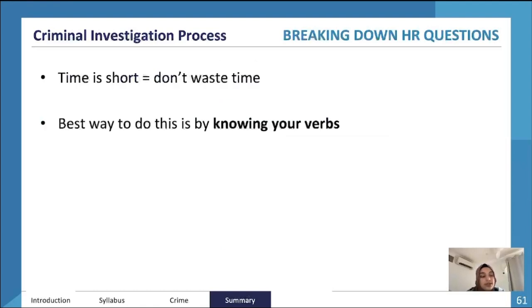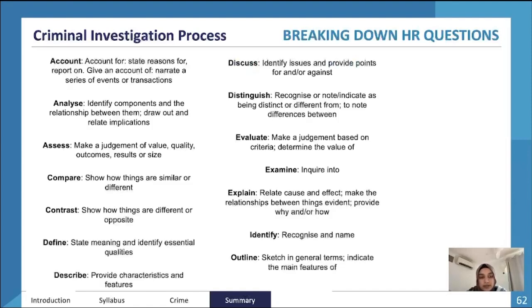A few other tips. Remember that time is short. Don't waste your time. The best way to do this is by knowing your verbs, right? So again, I would recommend going onto the NESA website, going to HSC verbs, picking out the ones that you know are really commonly assessed in your subjects and understanding how to effectively answer those, and looking at the sample answers on the NESA website as well from your past papers and seeing how people have answered those in the past to get full marks.